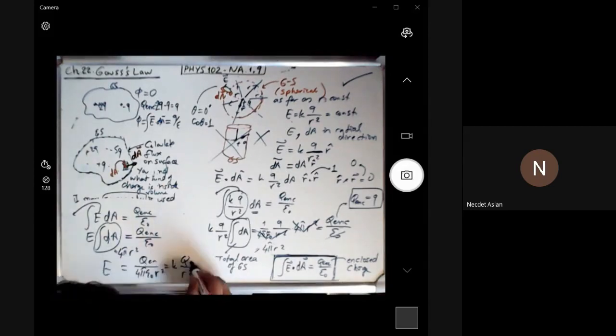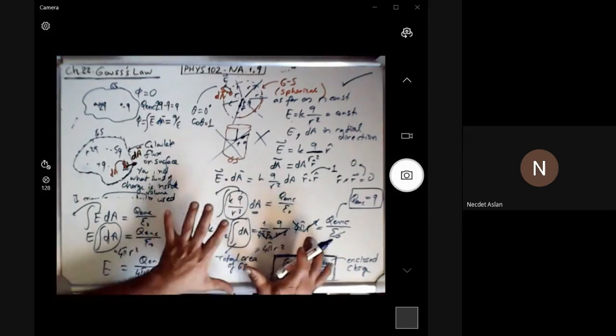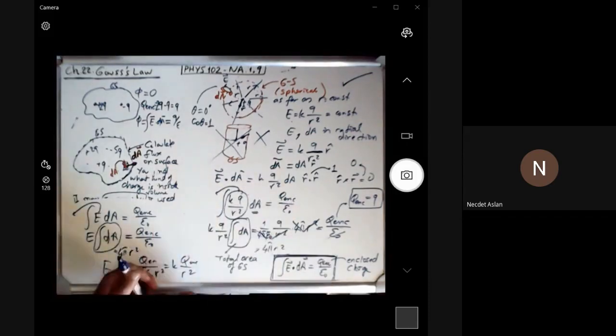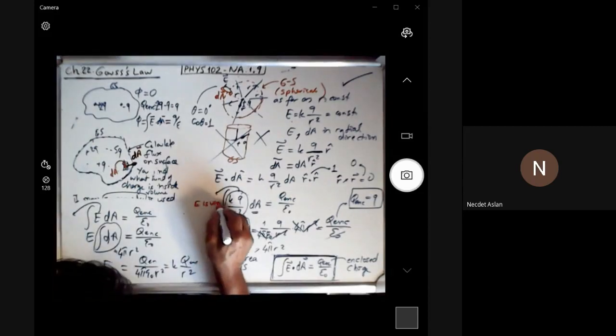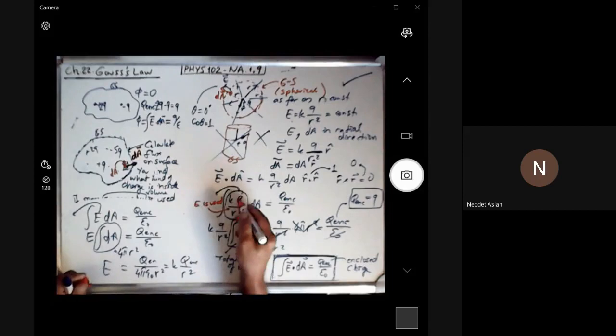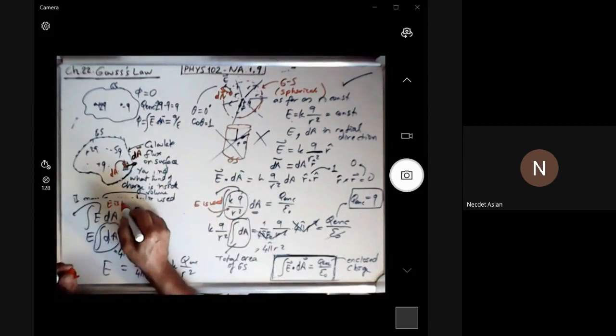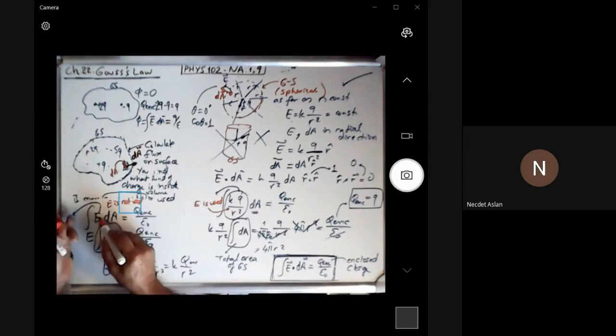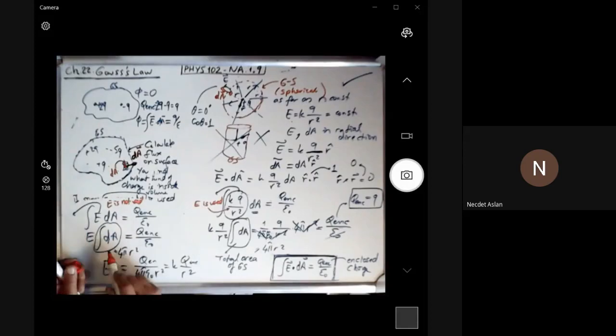Now, as you see, there are two different strategies. In the first example, the electric field is used, and we have seen that it's constant and taken outside. But here E is not used, because we know the electric field is constant and taken outside. We don't even know what kind of function it is. If you just get the total area and put it to the right hand side, we are able to see that the electric field is just K Q enclosed over r squared. And exactly this is the electric field that we have solved for point charges.